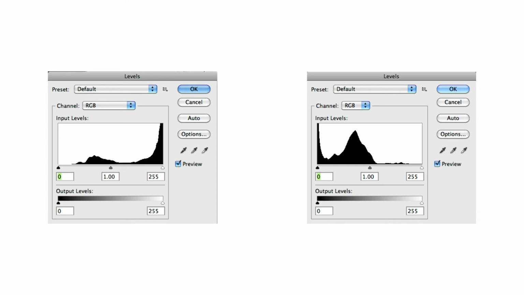So the graph on the left, with the data higher up on the chart on the right-hand side, means it's a bright photo. There's lots of data in the white. There's lots of bright tones. And all the way on the far left, there's actually nothing. If you go to the graph on the right-hand side of this slide, you'll see that there's more information in the dark tone. So that's going to be a darker image.